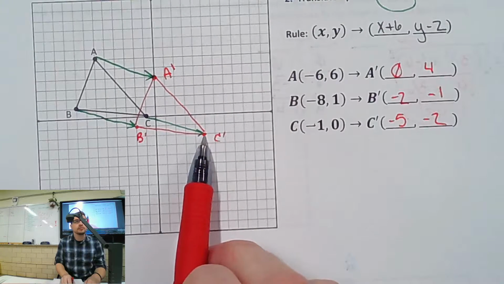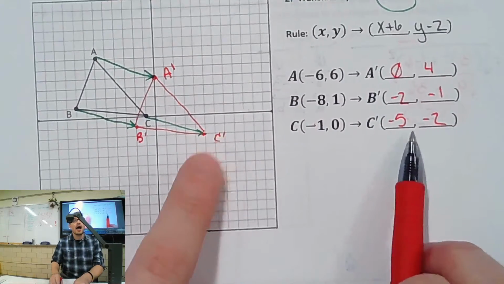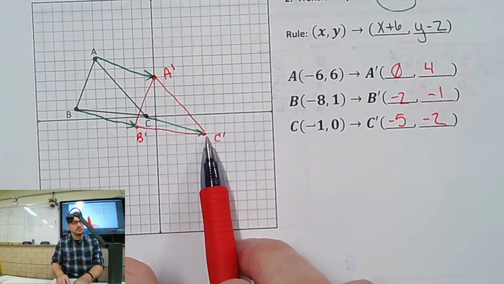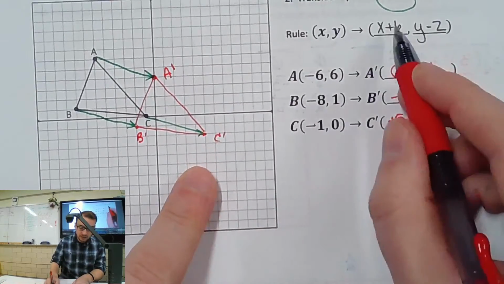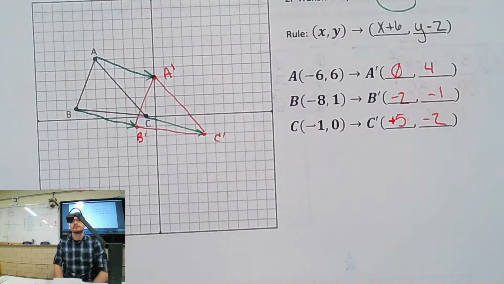Why did I goof? Which one's wrong? Is it this one or this? You got C. It's a C. It's positive 5. Negative 1 plus 6 is 5. Not negative 5. Just making sure you're paying attention.